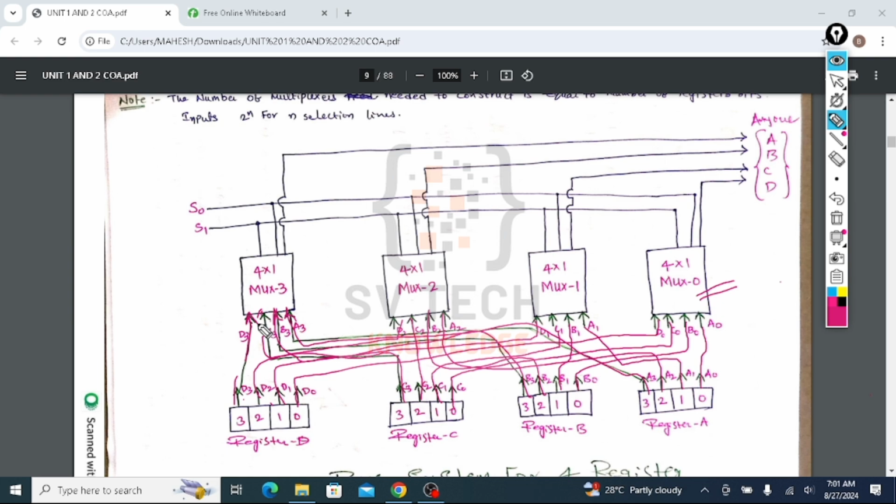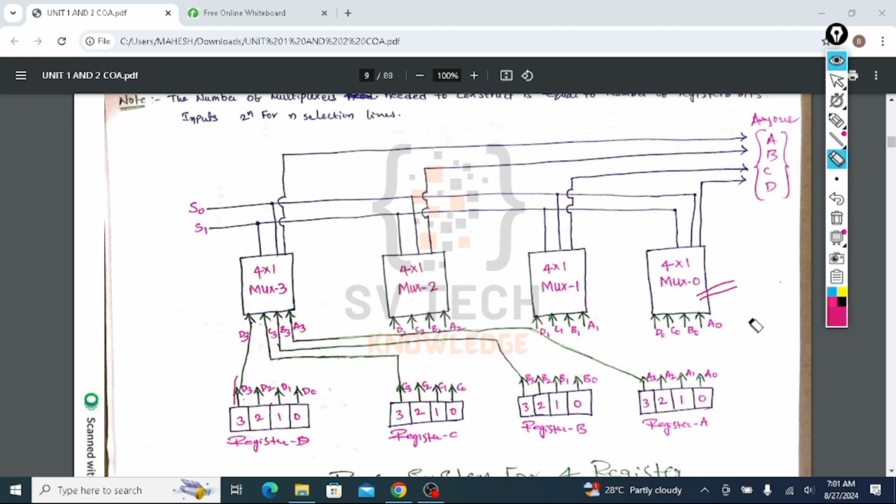So to avoid this confusion and complexity, I'm drawing only one line, one register line. The remaining lines you have to imagine; they will be there, but I am not drawing them here to avoid complexity. Suppose A3 is connected to the A3 input, B3 to the B3 input of the multiplexer, like this.